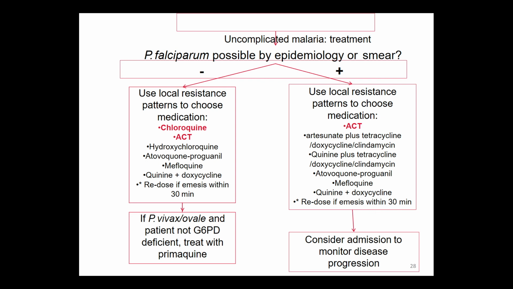And consider admission to monitor disease progression. Then use local resistance patterns, if not available, to choose medication: chloroquine or ACT, hydroxychloroquine, atovaquone, proguanil, mefloquine, quinine, doxycycline. Redose if emesis within 30 minutes. If Plasmodium vivax or ovale and the patient is not G6PD deficient, treat with primaquine.